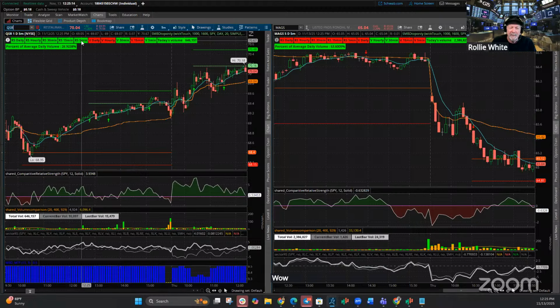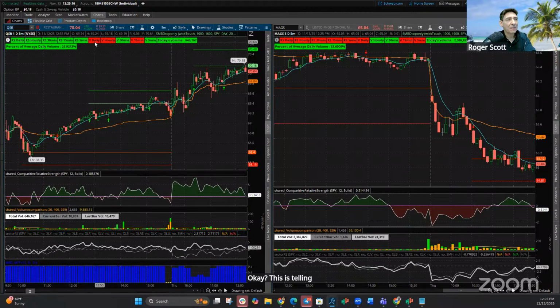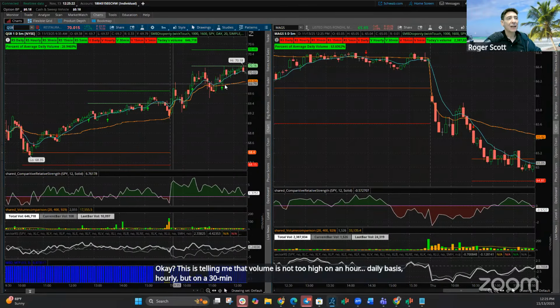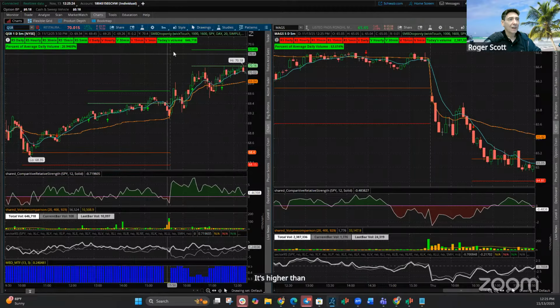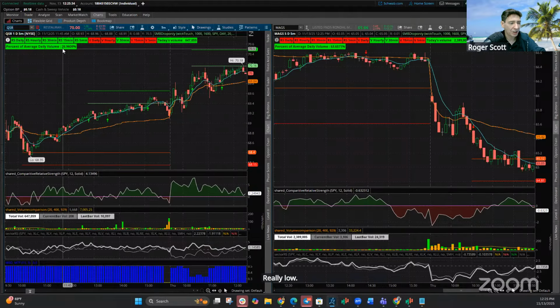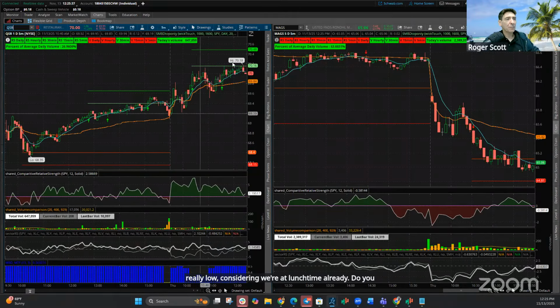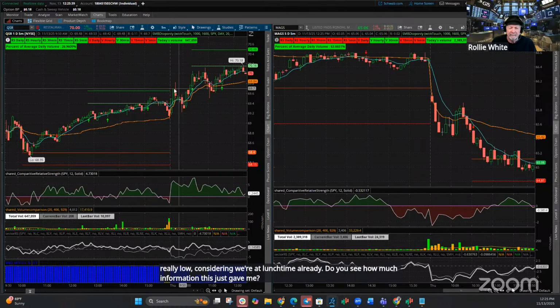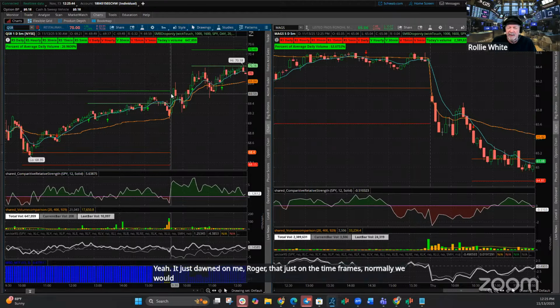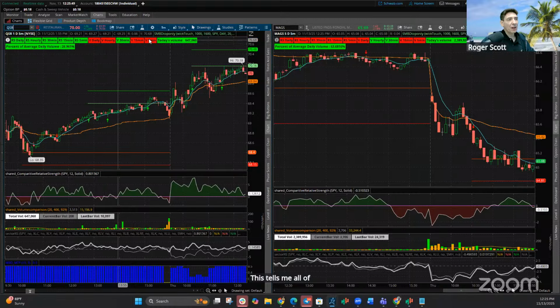Wow. Okay. This is telling me that volume is not too high on a daily basis, or hourly, but on a 30-minute basis, it's higher than average. This is telling me what the volume is, and that it's only at 26% of the average daily volume, which is really low considering we're at lunchtime already. Do you see how much information this just gave me? It just dawned on me, Roger, that normally we would have to have like 6 different charts up there to see every time frame. This tells me all of that. And this tells me volume, relative volume.